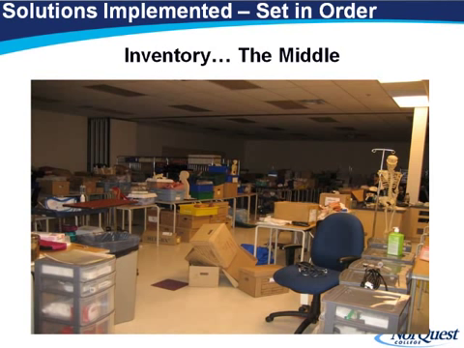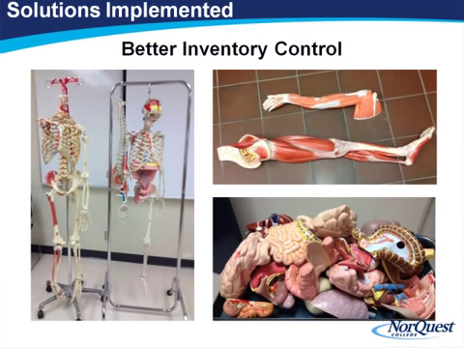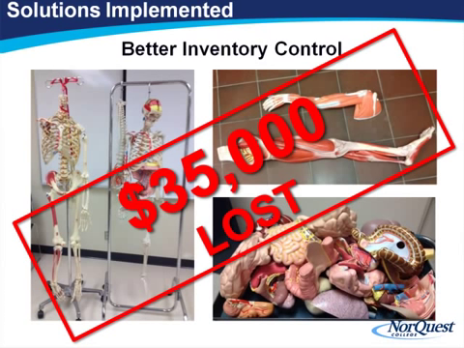This is our halfway point. At this point, 2/3 of our equipment has actually been removed, but as you can see, there's still a lot of work to be done. And this is actually what that classroom is supposed to look like once we put all of the equipment back into its proper location. After the inventory, we realized another issue. We need tighter equipment control. We estimate that in skeletons alone, we've lost over $35,000.